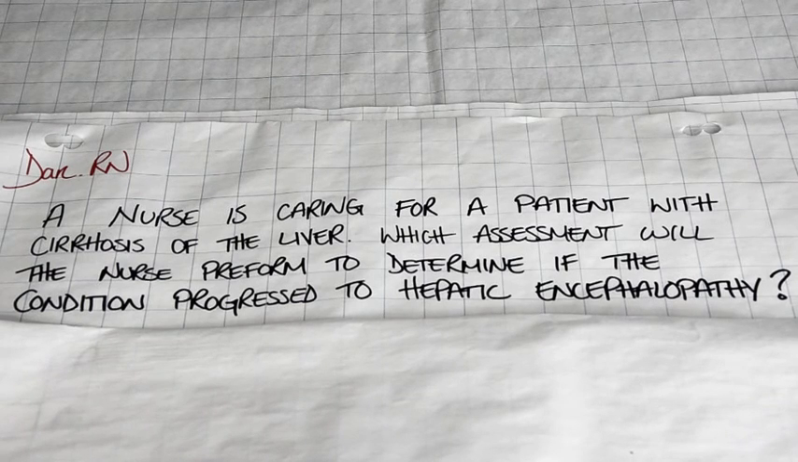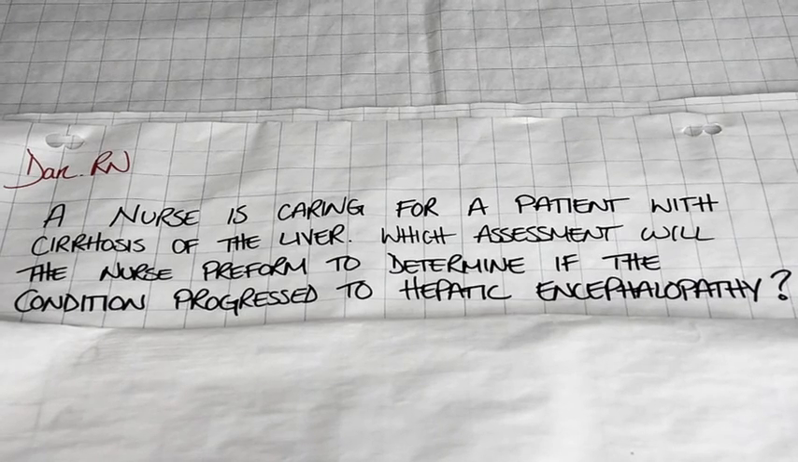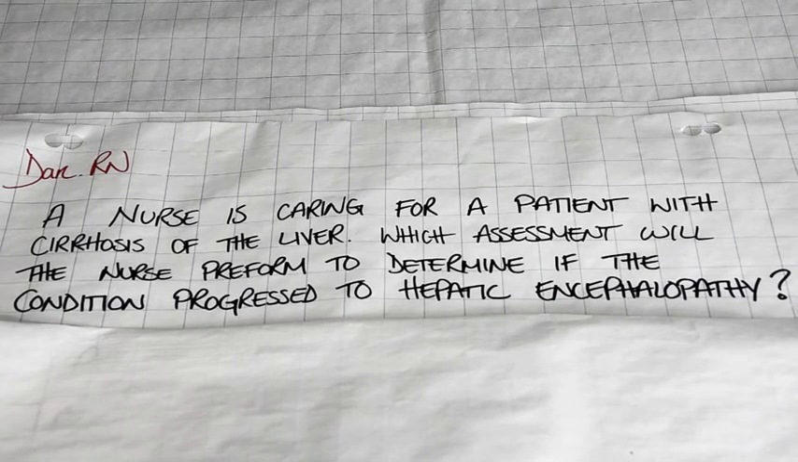The first one we looked at was more psychosocial, and this would be a pathophysiological condition. So it reads as follows. The nurse is caring for a patient with cirrhosis of the liver. Which assessment will the nurse perform to determine if the condition progressed to hepatic encephalopathy?